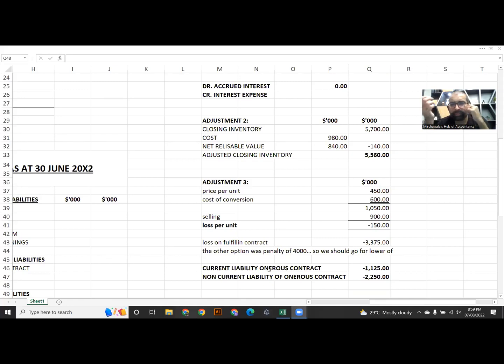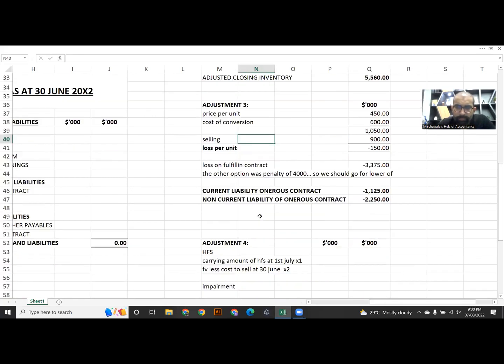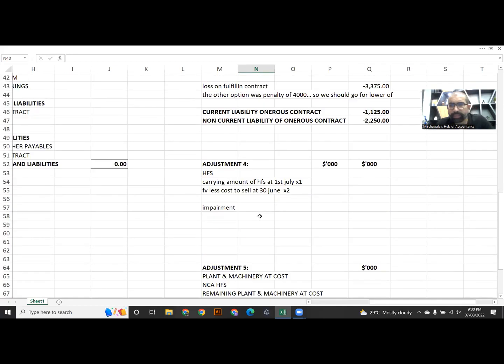Now the next thing is held for sale, which has already been done. Let's do it. Held for sale. Listen. Adjustment number 4.